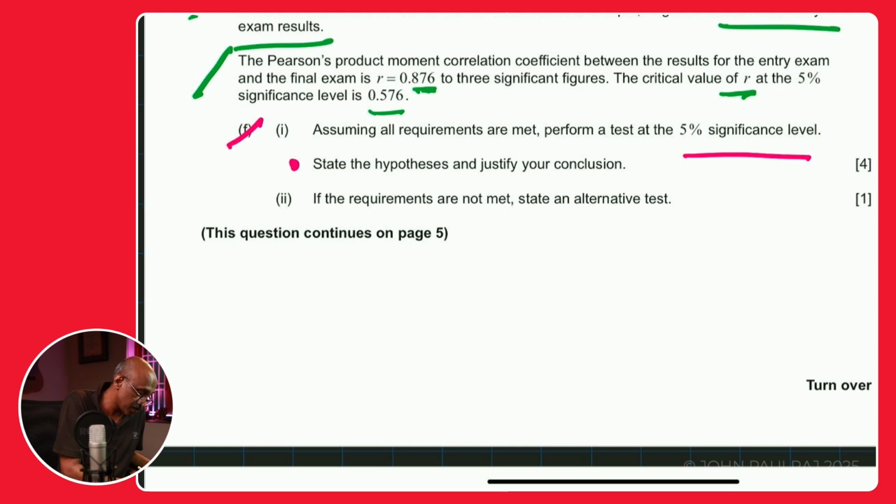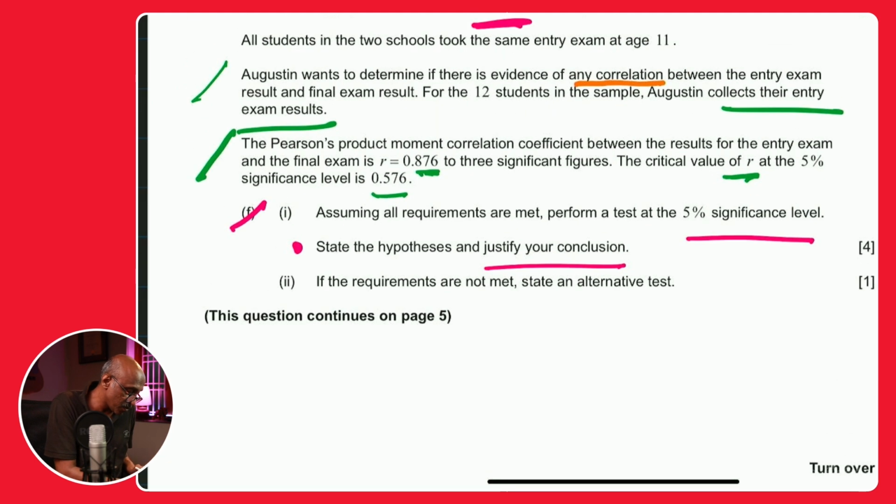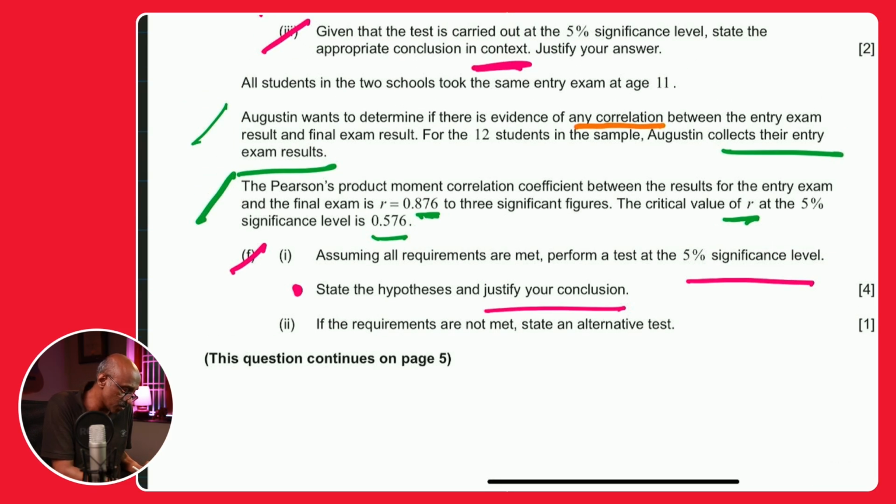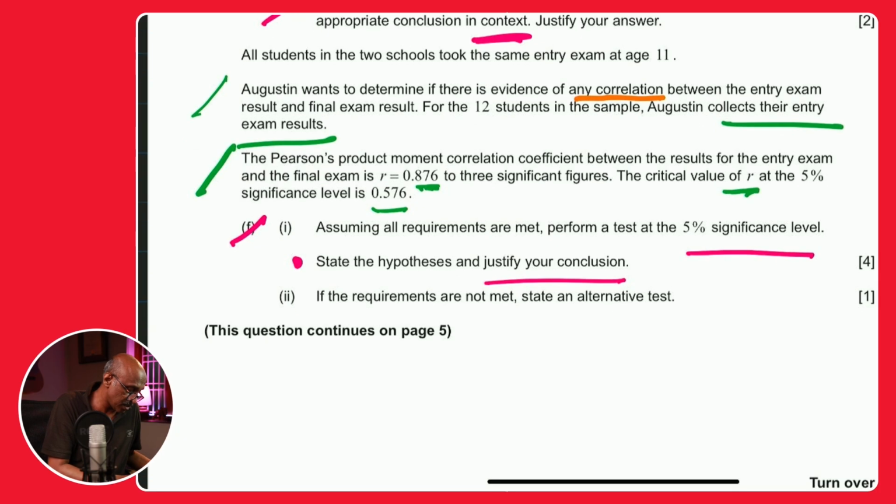We need to justify the conclusion based on what they've given, right? So from the sample, for those 12 students, R is equal to 0.876 and the critical value at the 5% significance level is 0.576. 0.876 is greater than 0.576, okay? That is a clear indicator that we're going to reject the null, okay? That's a clear indicator. So that's what we need to justify.